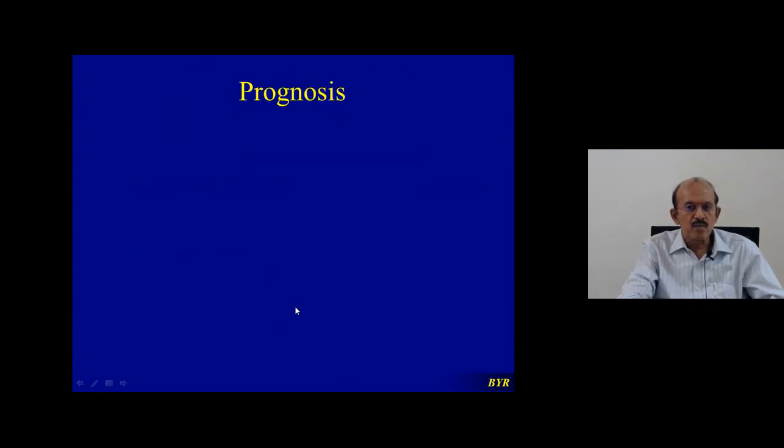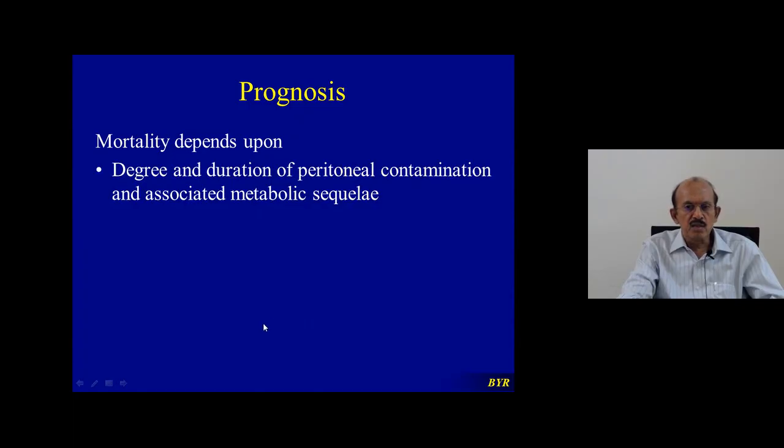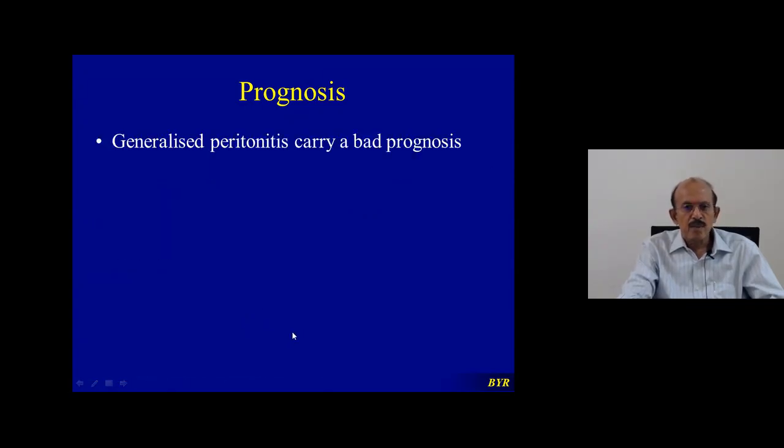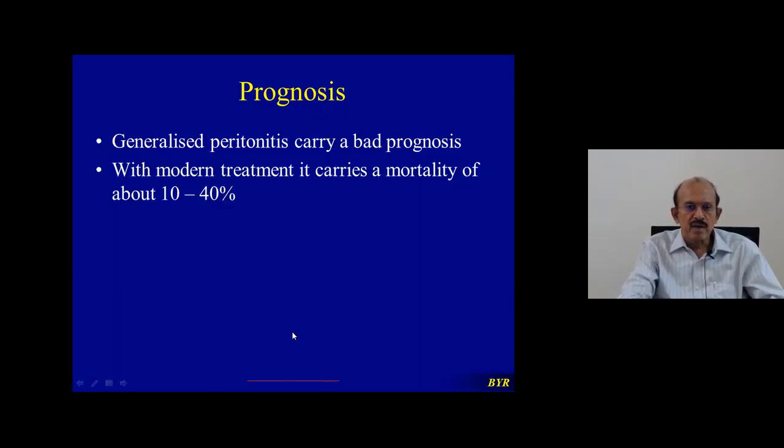Don't wait and see. Prognosis: mortality depends upon the degree and duration of the peritoneal contamination and associated metabolic sequelae. Anywhere, if the peritonitis is there for more than 48 hours, the prognosis will be usually bad. The other factors are the age of the patient, general health of the patient, nature of underlying disease. Generalized peritonitis carries a bad prognosis. With modern treatment, it carries a mortality of 10 to 40%.